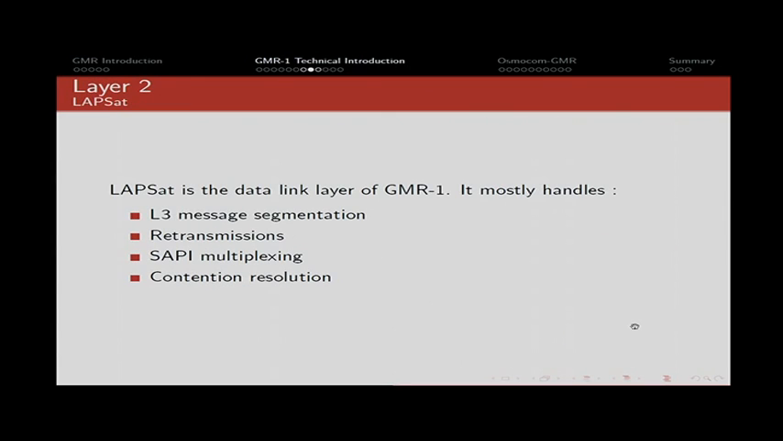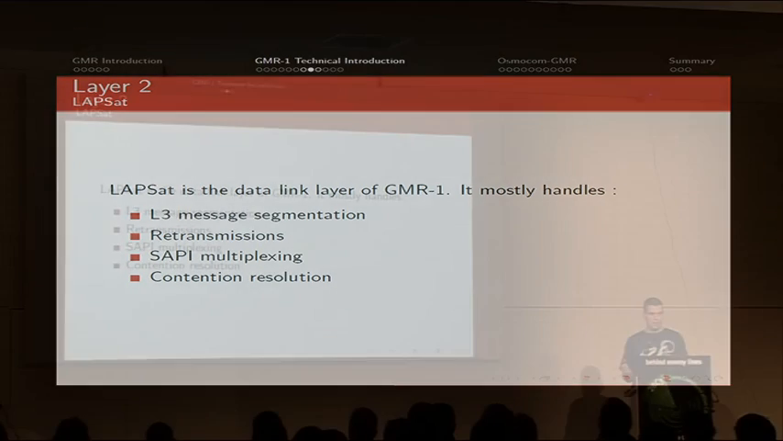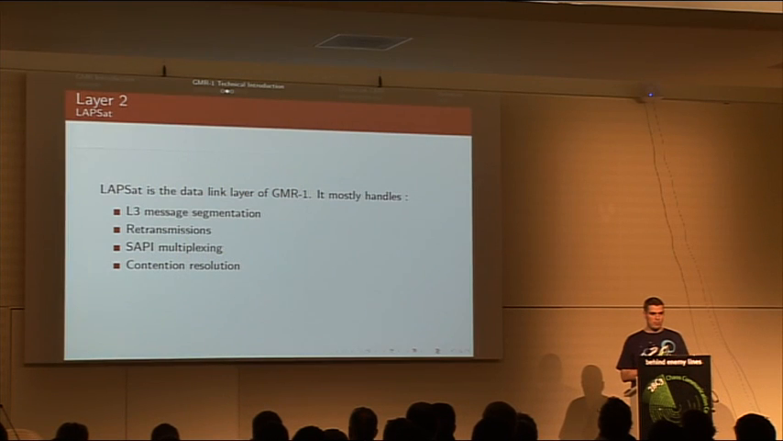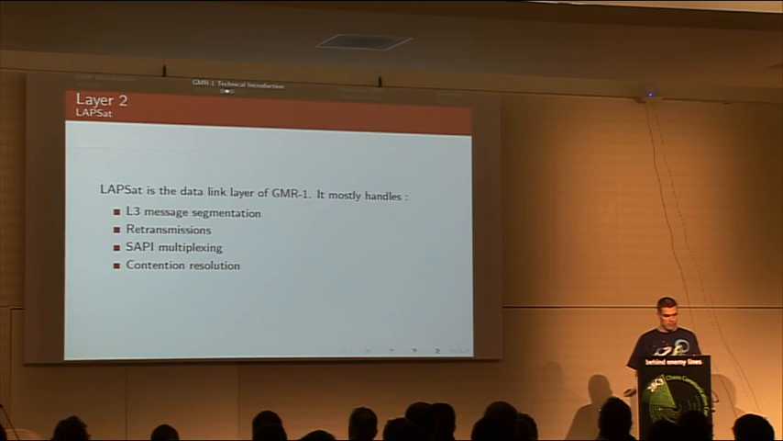Okay. LAPSAT is the data link layer. Honestly, I think it's not a very interesting layer, but its role is mostly to take the variable size L3 messages and split them up into chunks that fit into bursts and ensure things like retransmission in case packets are lost, things like that.